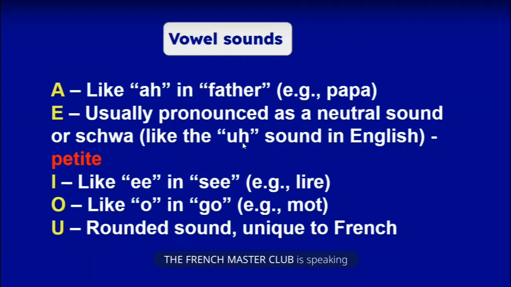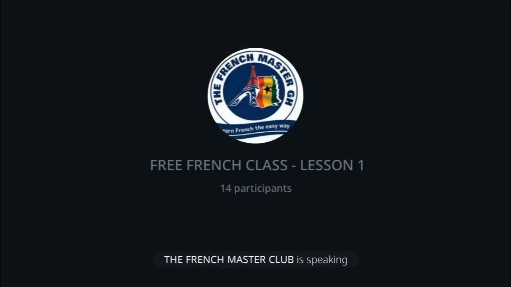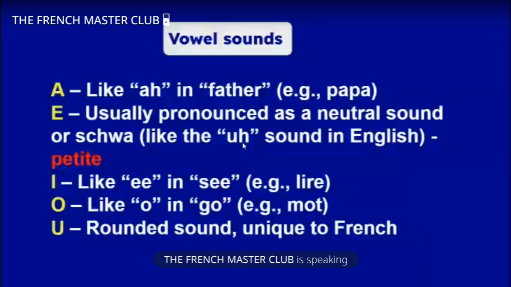An example in French is mot. Mot is a word. Un mot, a word. So we are only focusing on the sound that these particular letters are going to produce, right? And we have U. This is particularly unique to French. Unique. You need to practice this very well.